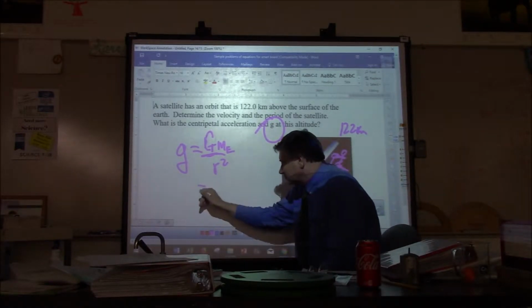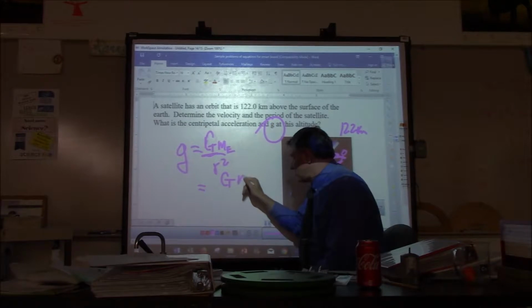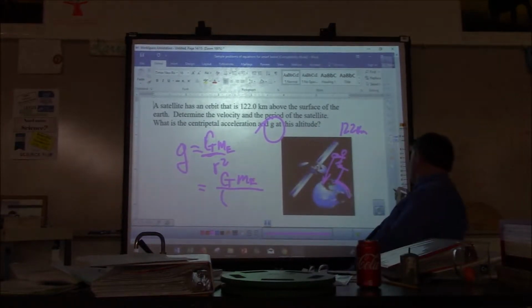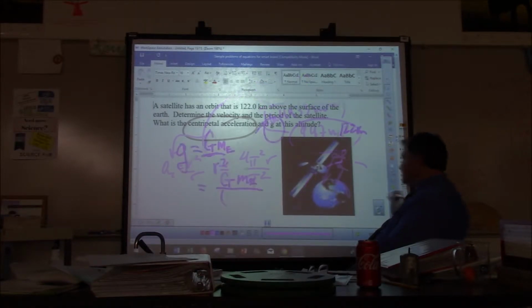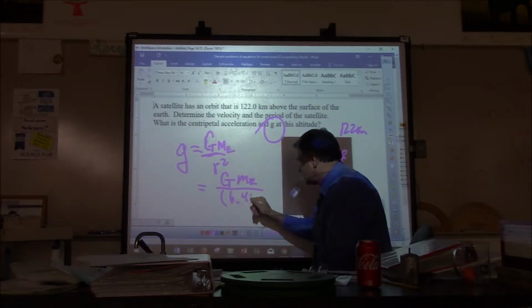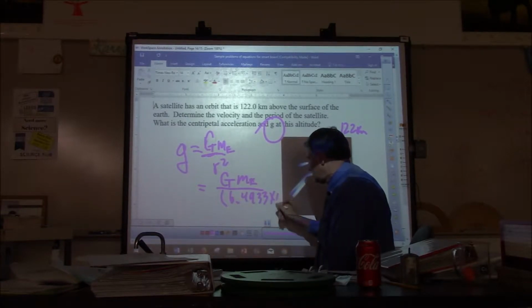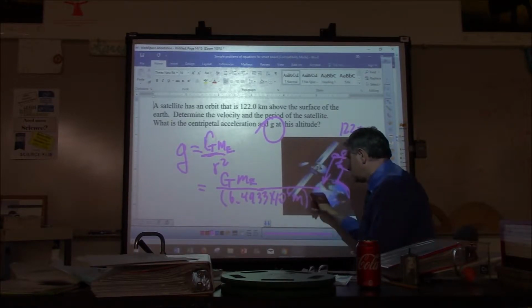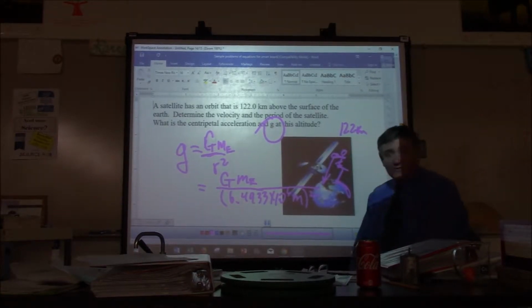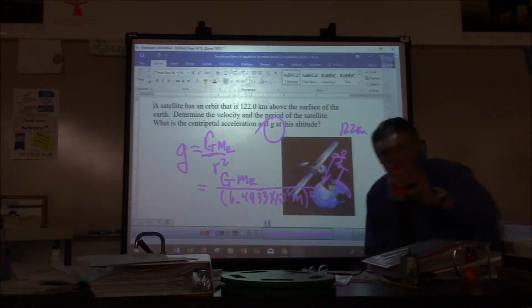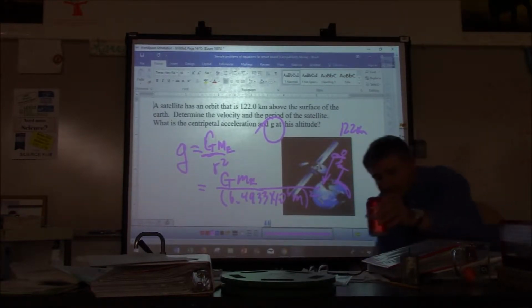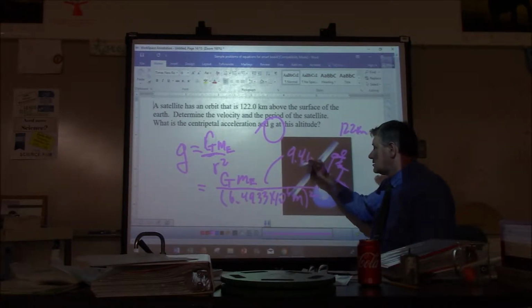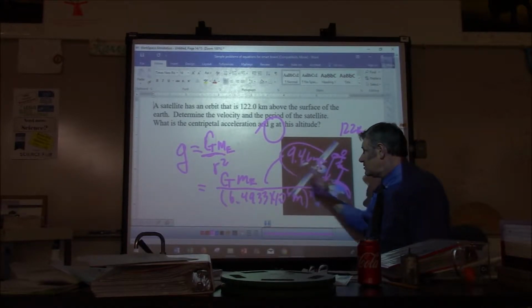So in this case, I'm going to take big G, the mass of the Earth, and again, this is why you store those numbers. And then that radius, I think I have that memorized by now, 6.493 times 10 to the 6 meters, and that's going to get squared. So, run the numbers. It's 9.46. Oddly enough, you get the exact same answer: 9.46 meters per second squared.